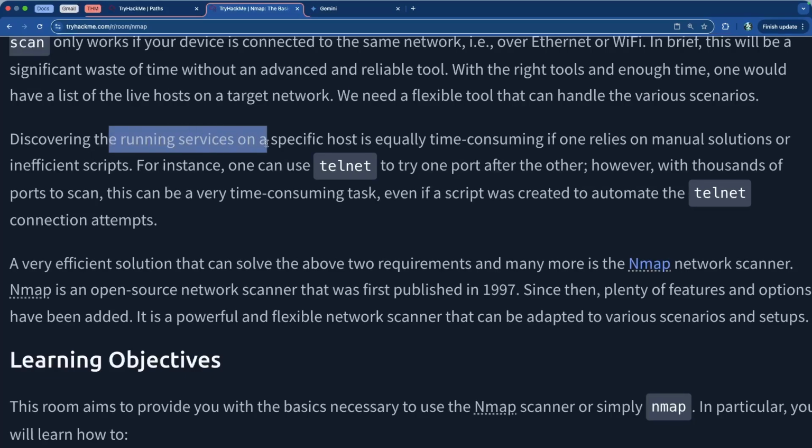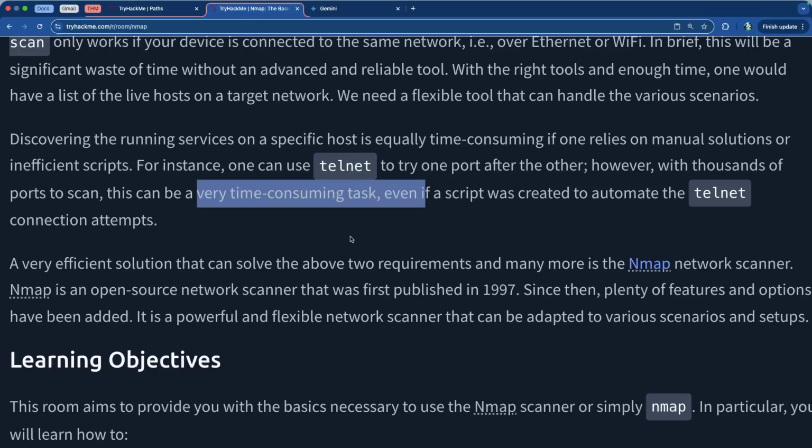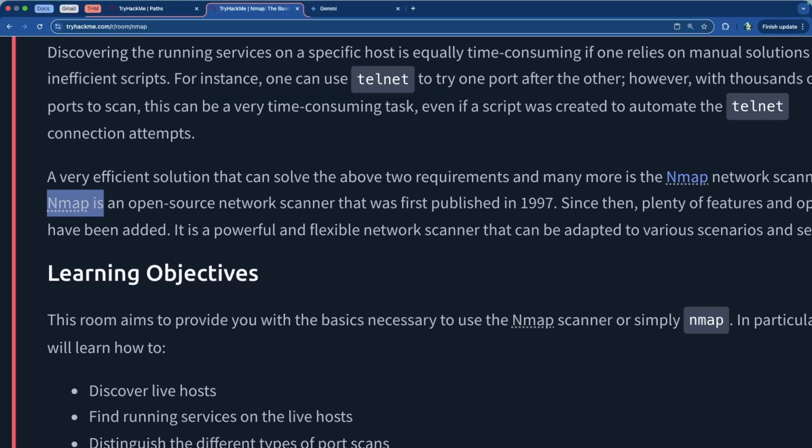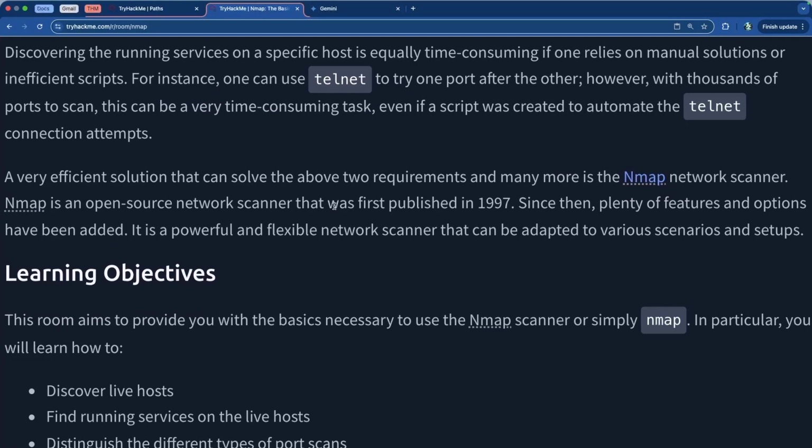It says discovering the running services on a host is also equally time consuming. So if you want to see Telnet or see what other ports are available for Telnet, we can do that with a variety of different tools. There are literally thousands of ports that could be connected to Telnet. So this will take a lot of time if you wanted to do it manually without the use of Nmap. All right. So finally, that's where this whole thing comes into play.